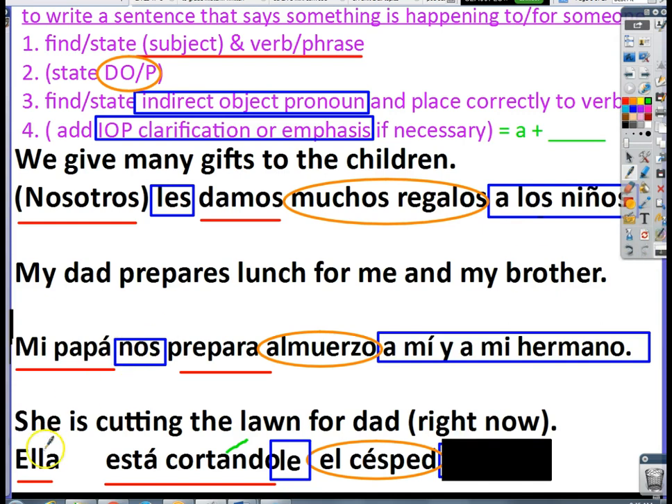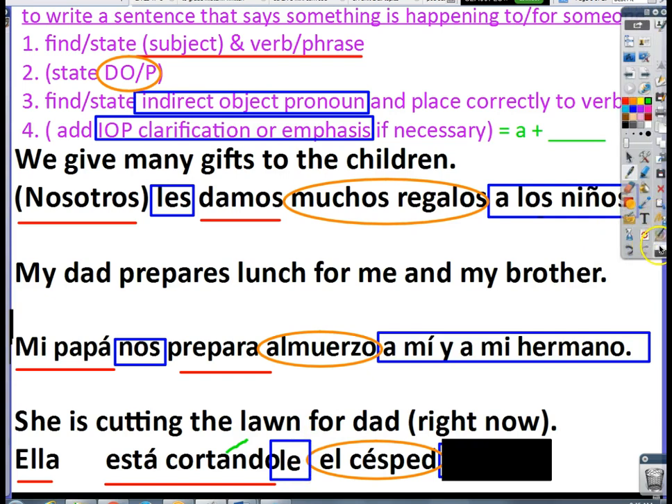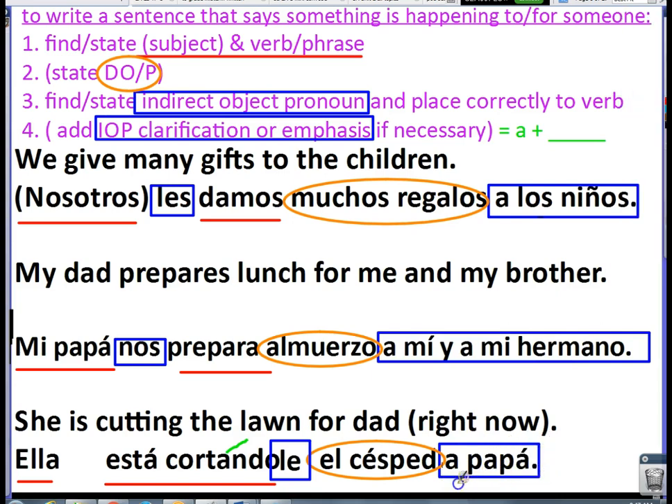And right now this is a lovely sentence that says she is cutting the grass for him, her, or it, but it's not clear to or for whom it's happening, so I'm going to add my clarification or emphasis with a papá for Dad. And again, my IOP could have gone before the conjugated form of estar because you can always put your pronouns before your conjugated verb.